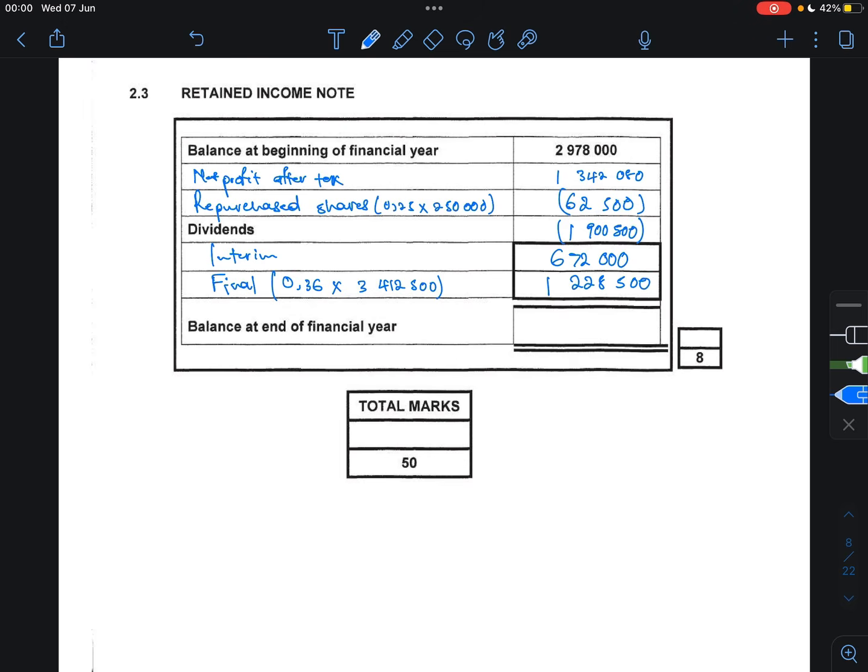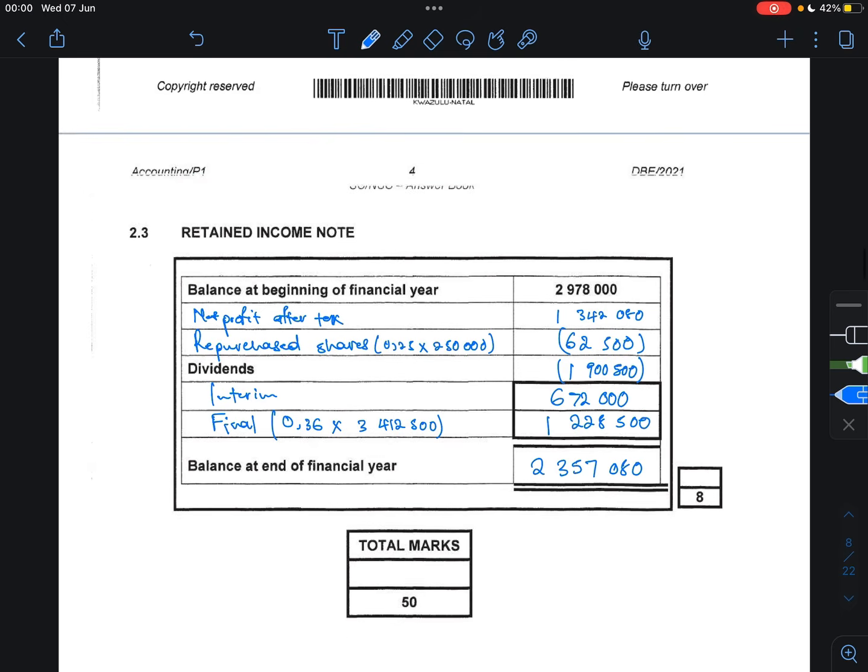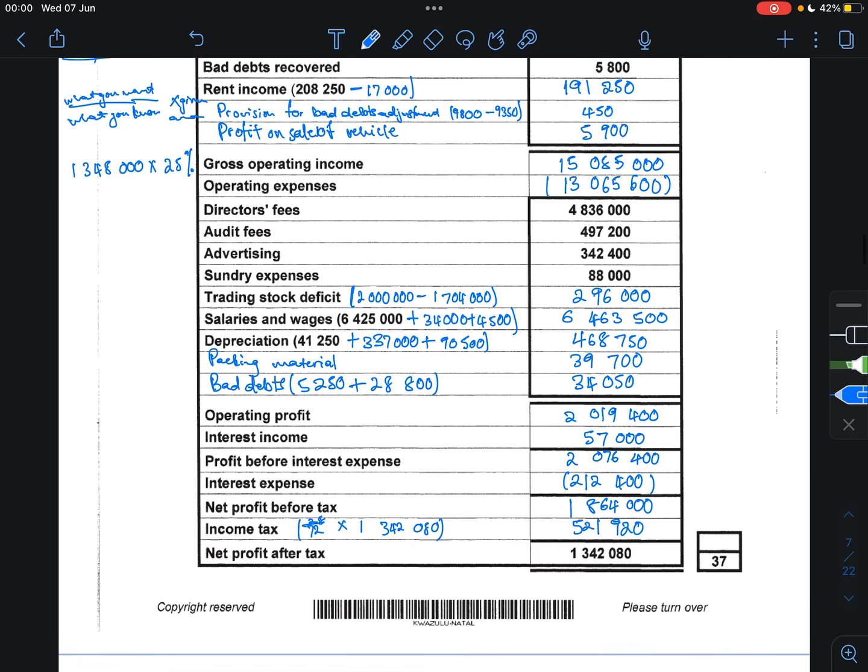So add all of these. You are supposed to subtract what has brackets in it, and then when you do such, you end up with, let's see, 1,342 and 62. I end up with 2,357,080. And that, ladies and gentlemen, is the end of our question 2 today.